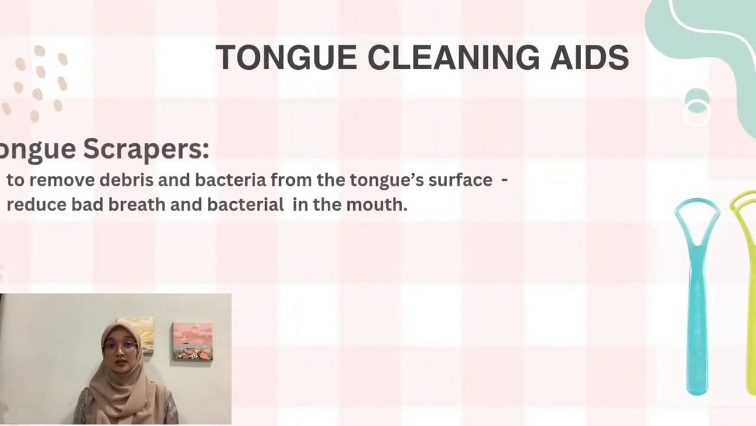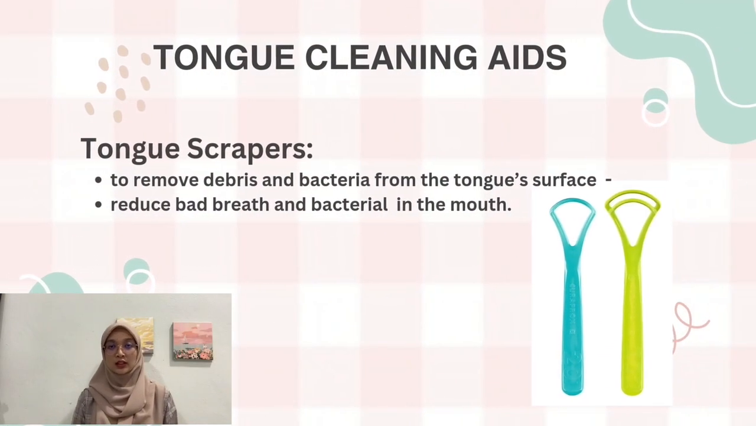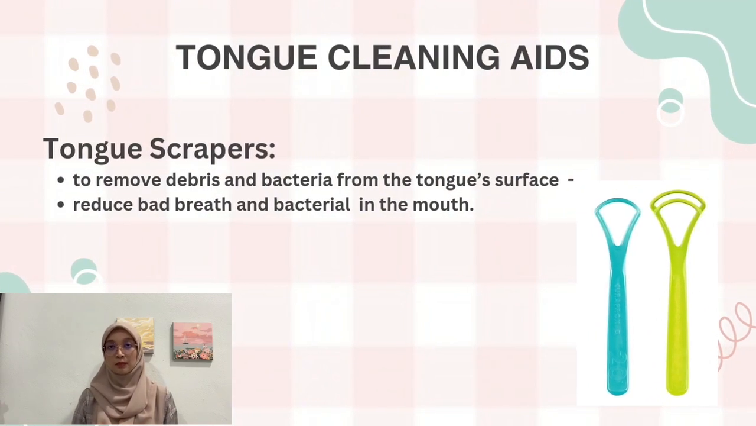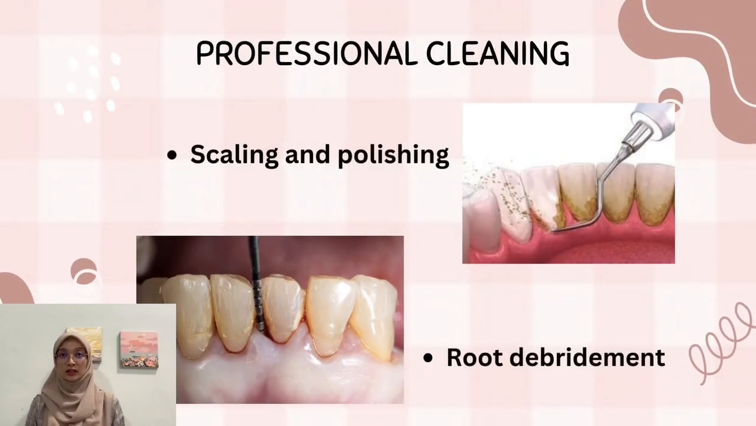The third is tongue cleaning aids, for example, the tongue scraper. It is used to remove debris and bacteria from the tongue surface to reduce bad breath and bacterial load in the mouth. And lastly is professional cleaning, which is done by the dentist, which is scaling and polishing, and also root debridement.